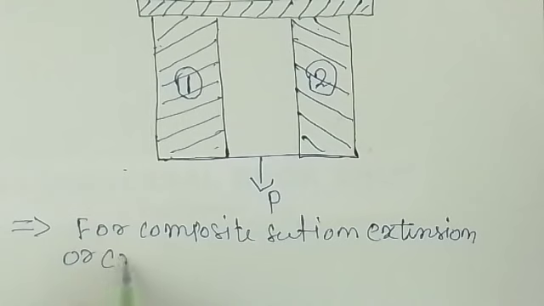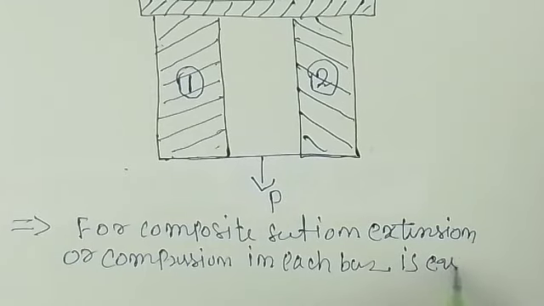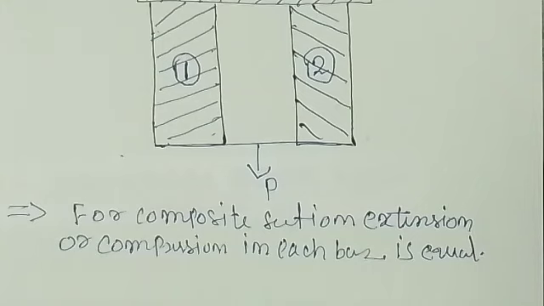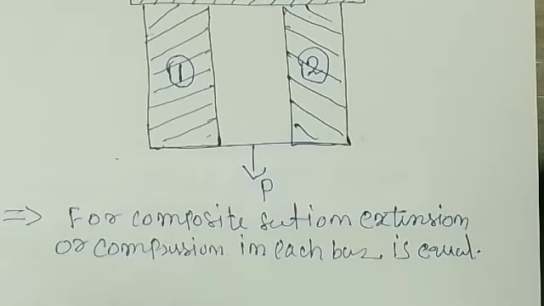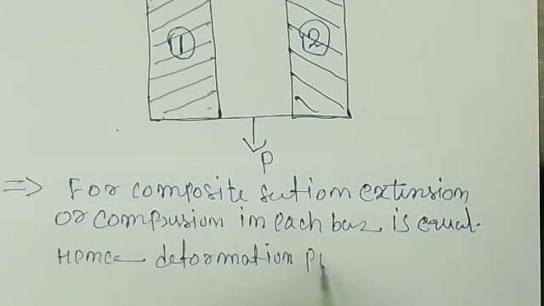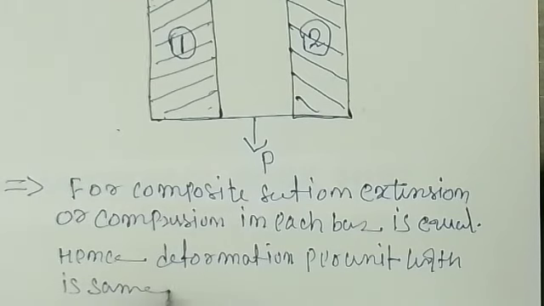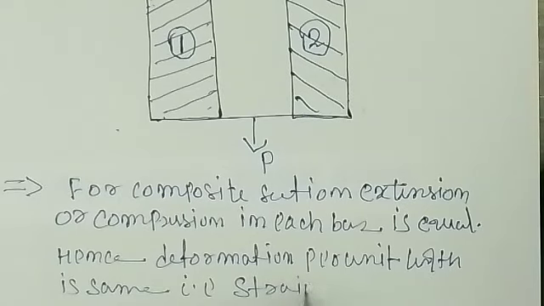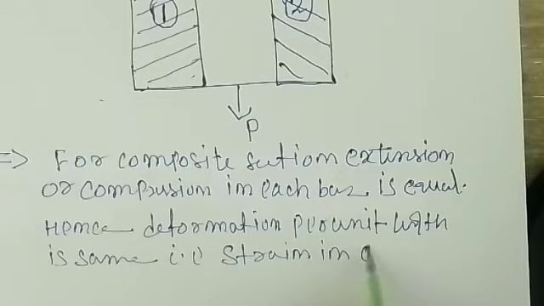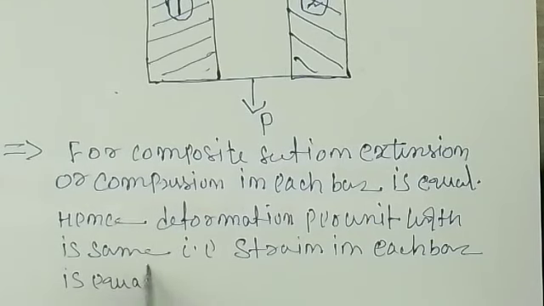For a composite section, extension or compression in each bar is equal. That means the deformation per unit length will be the same. Deformation per unit length is the same, which means the strain in each bar is equal. So this is the one condition.